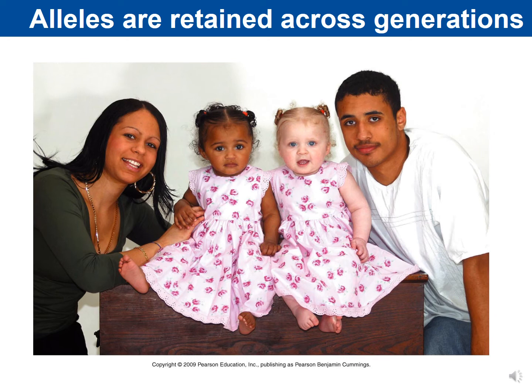So what this shows you is that these alleles are retained across generations. Neither of her parents were light-skinned, light-eyed, yet this child is. And that's because some traits are recessive and the parents might carry the recessive alleles, but they themselves do not have the recessive traits because their dominant traits are hiding it.